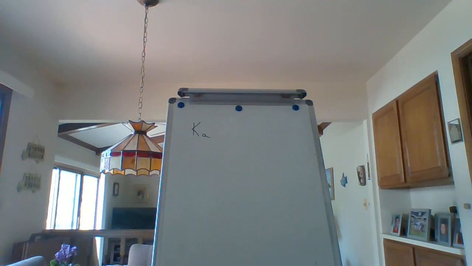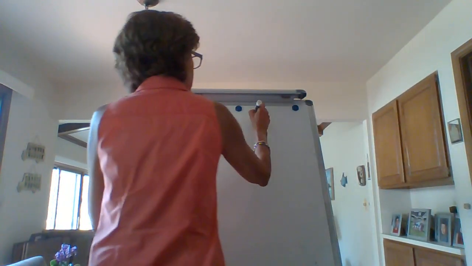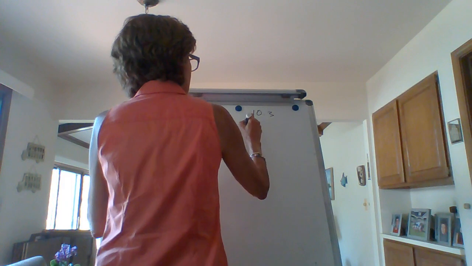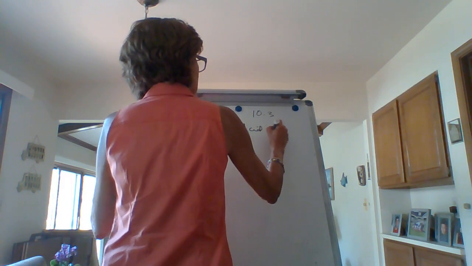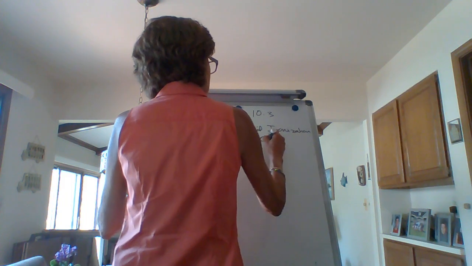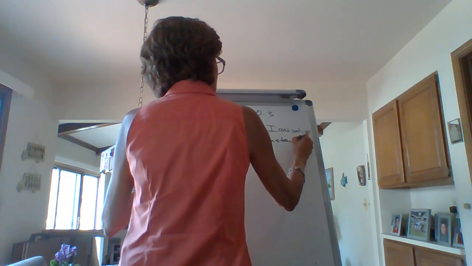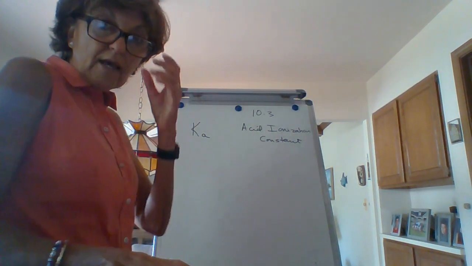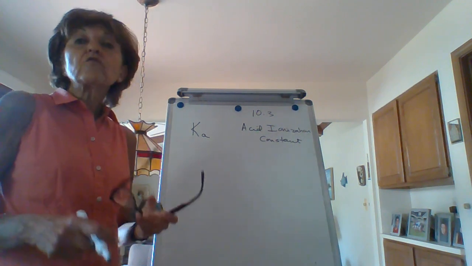Hold on 1 second here. Let me see where the chapter, the book, if they have. Yeah, they have a table 10.3. Table 10.3, if you want to take a look at the book, it has the acid ionization constants. The bigger the Ka, the stronger the acid.